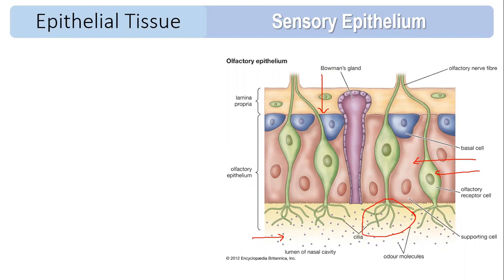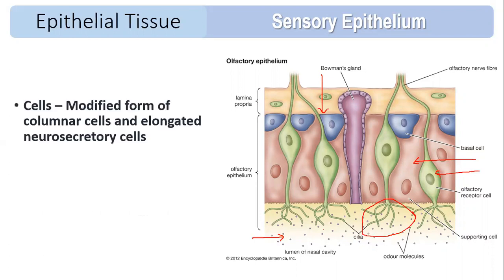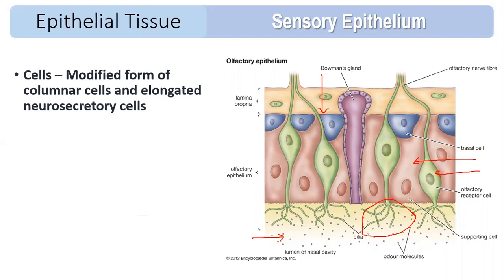So there is day vision, there is daylight vision, there is dim light vision. All these are received because of photoreceptor cell. So let us see what all there is. Cells are a modified form of columnar cell and elongated neurosecretory cells. Sensory hair are present toward the free end. So this is the free end, whatever arrow you can see. This end is referred to as the free end over here.